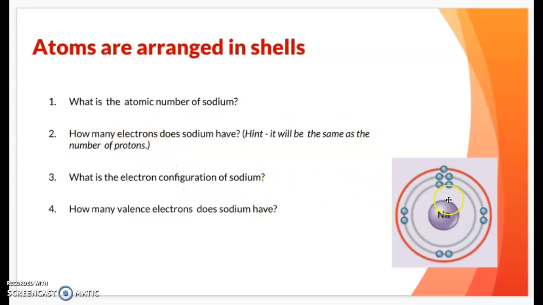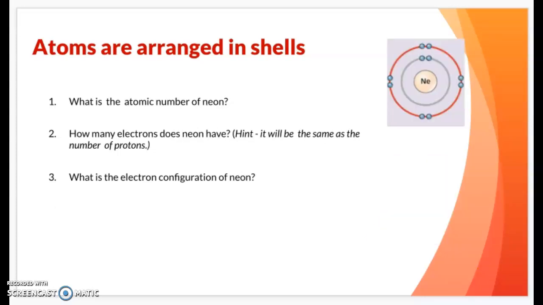Okay, then the electron configuration, you've just got to remember how much per shell, and you can write 2, 8, 1. And then you've got to talk about the valence electrons, which is how many electrons in that last shell that's been highlighted in red. Just the one. Same deal over here with your neon.